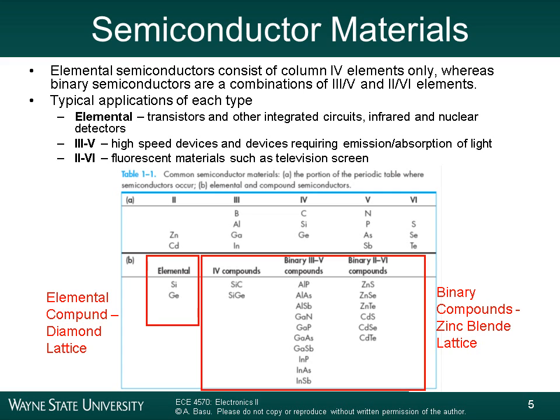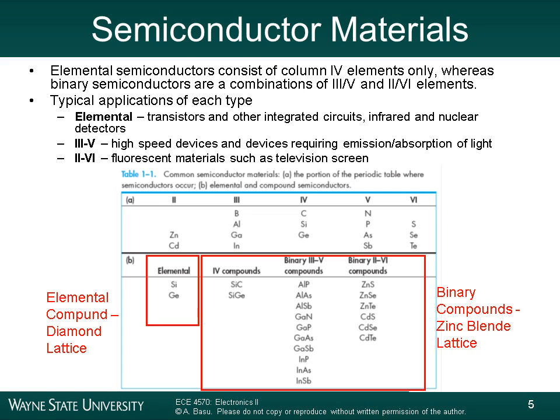If every atom has four electrons on its outer shell, then by forming covalent bonds and sharing the electrons, you can make sure that all atoms have effectively eight electrons, and therefore complete their outer shell. You can do the same thing if you choose a column three element with a column five element, and you can also choose a column two element with a column six element. As long as it adds up to eight, these bonds will form, and the atoms will be happy. Does this make sense?